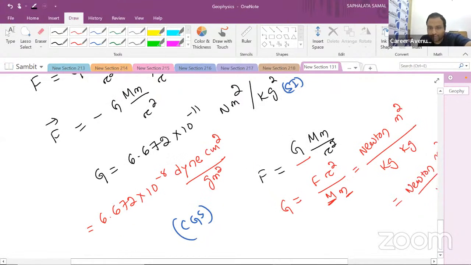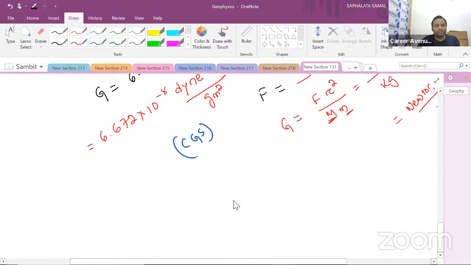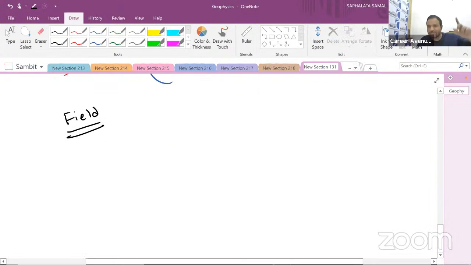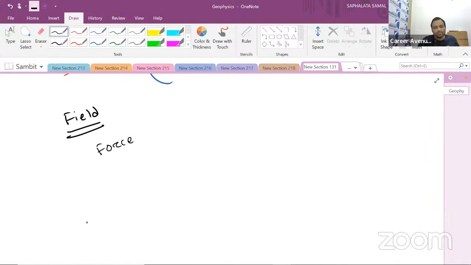So this was the force. Whenever there is a force, there must be a field. So we will now discuss the gravitational field. If you want to easily understand what a field is, it is basically force per unit mass. So this is basically the force experienced per unit mass.